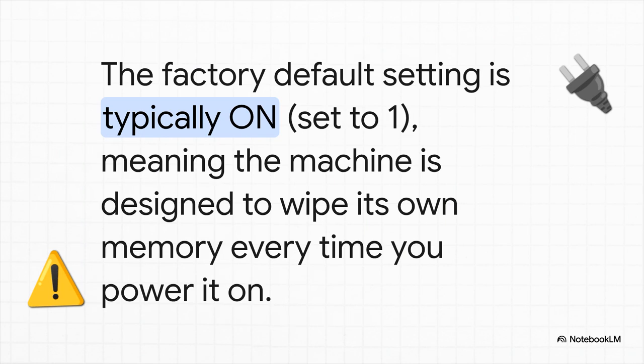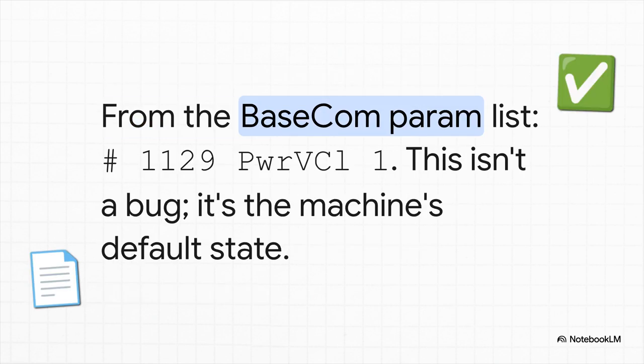And here's the kicker, the crucial piece of the puzzle. The factory default setting for this parameter is almost always on. It's set to 1. Yeah, you heard me right. Straight from the factory, your machine is literally designed to wipe its own memory every single time you power it up. And hey, don't just take my word for it. If you dig into the machine's base parameter list, you'll find the evidence right there in black and white. Look at that line. #1129 PwrCL1. This proves it's not some weird bug or a fluke. It's a documented default setting. The machine is just doing exactly what it was told to do.